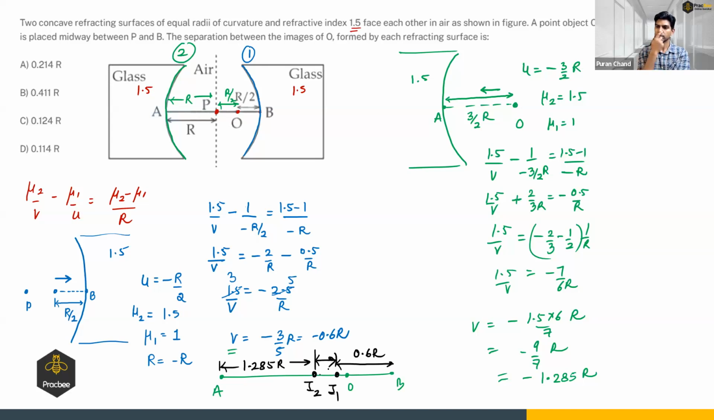Is it clear? So what is I1 I2? It is 2R minus the sum of the two distances. So that will be 2R minus 1.285 R minus 0.6 R, right? So that will be 0.114 R. So this should be the answer. Okay. Clear? Right. So I would rate this question as moderate, because of lots of calculation.